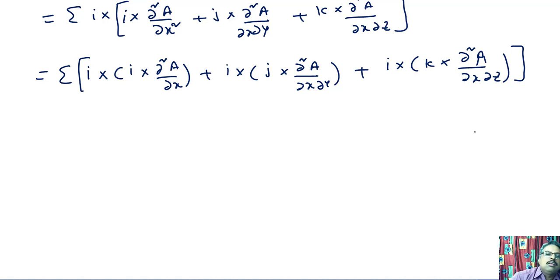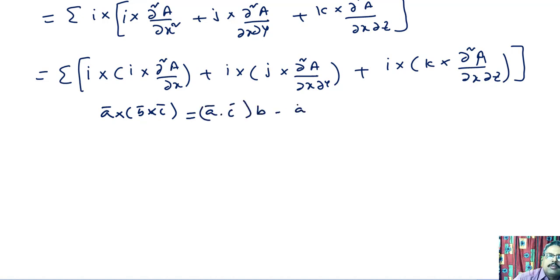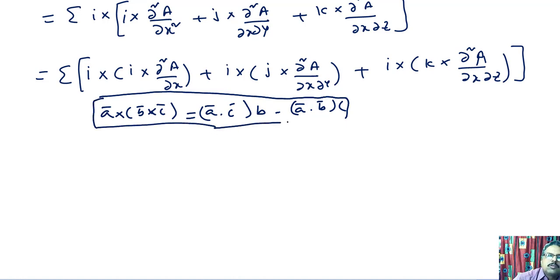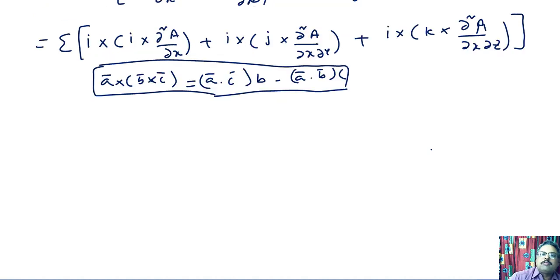Now you recall a very important result. A cross B cross C is nothing but (A dot C) into B minus (A dot B) into C. Now we recall this property. This is A, B, C. A cross B cross C. Here also A cross B cross C. Now what about the terms?